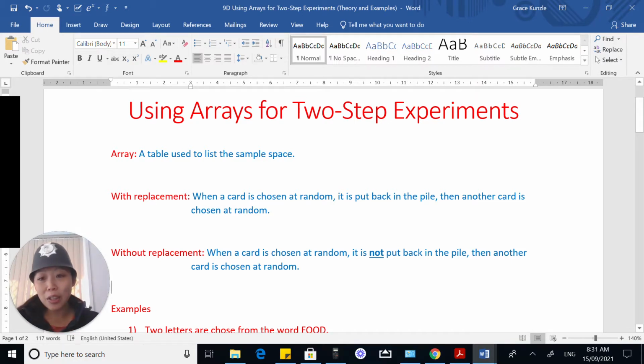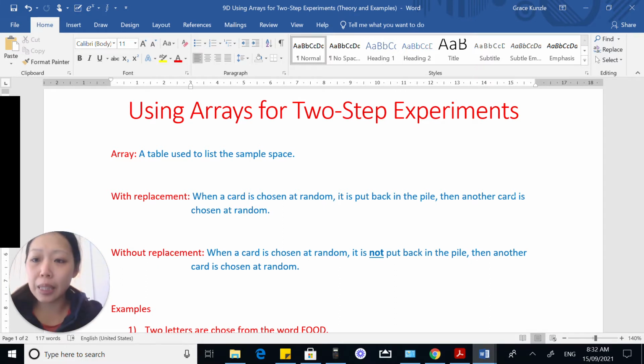Hey guys, we are doing using arrays for two-step experiments. First thing I'm going to tell you about is an array. An array is just a table that we use to list the sample space. When we do a two-step experiment, we can have something with replacement and something without replacement.